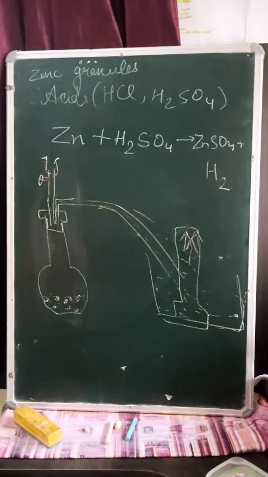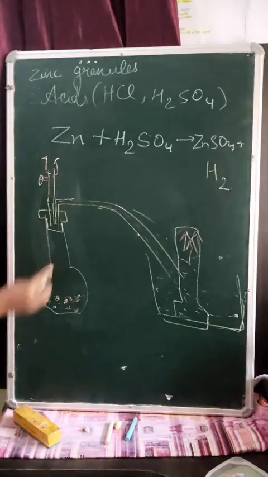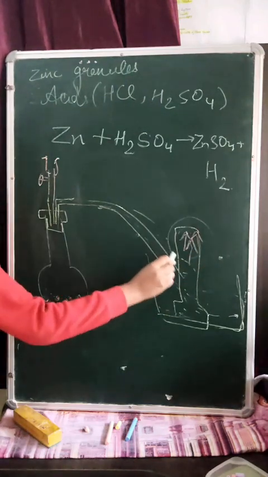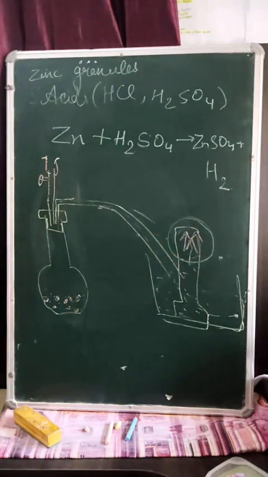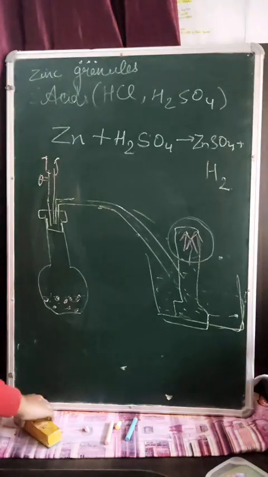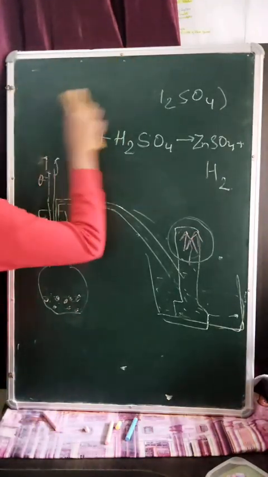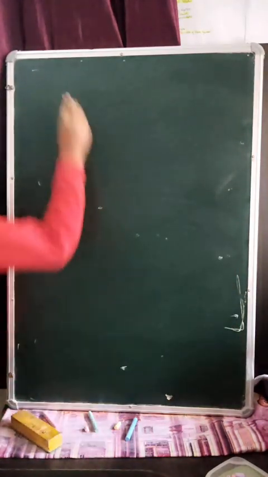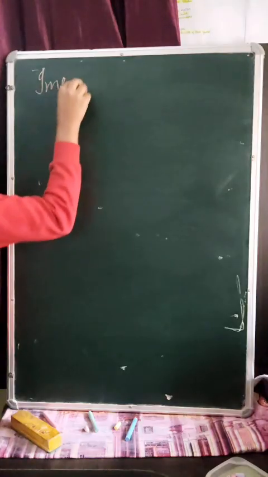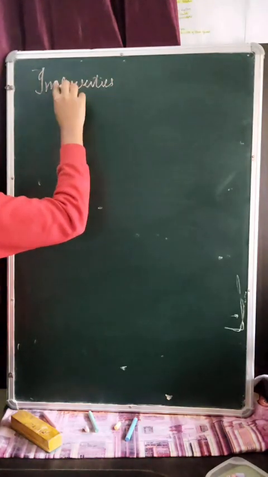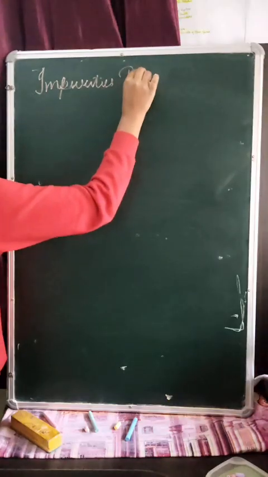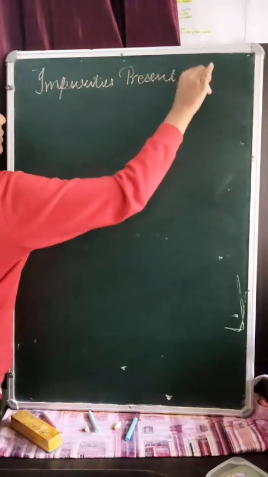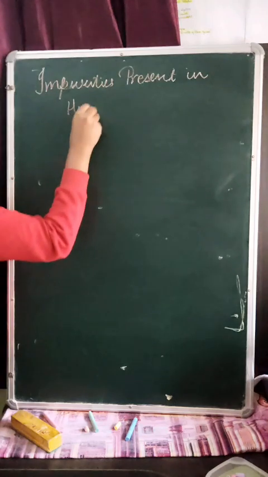Now let us see the impurities present in this gas. The hydrogen is collected over here, but it is not pure hydrogen. It contains some impurities in it. And how the impurities are removed, we'll see that here. So, now, let us see that. Impurities present in hydrogen.